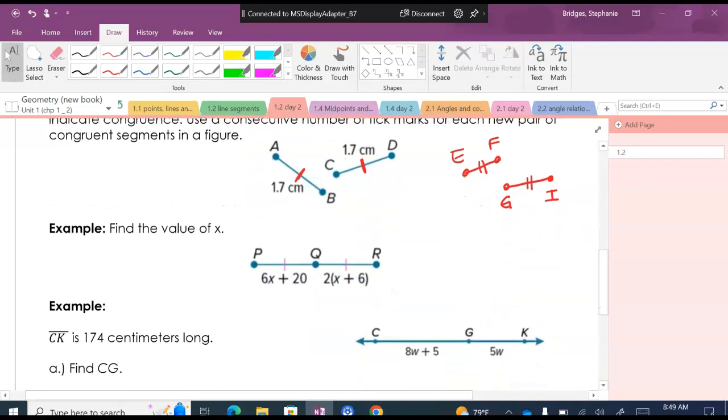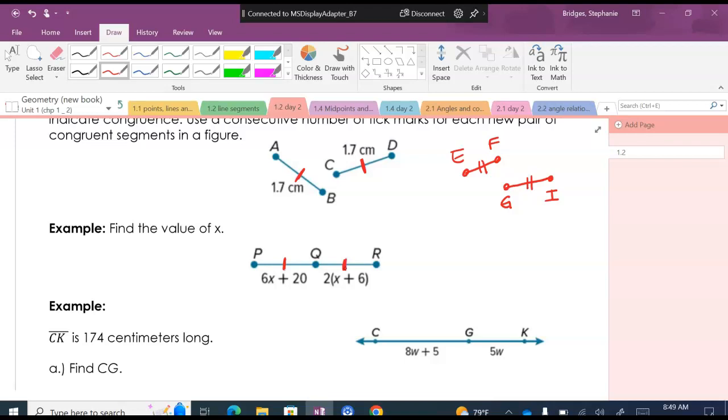All right, let's take a look at your first example. We've got a segment PR, and then Q, it looks to be somewhere in the middle. What do you notice on your picture? There are little tick marks here, which means that PQ and QR are congruent, which means they have exactly the same length. So what I need to do then is solve this for x.